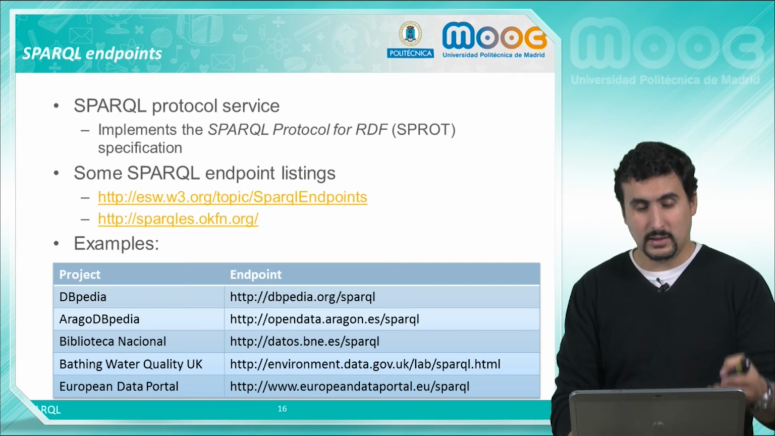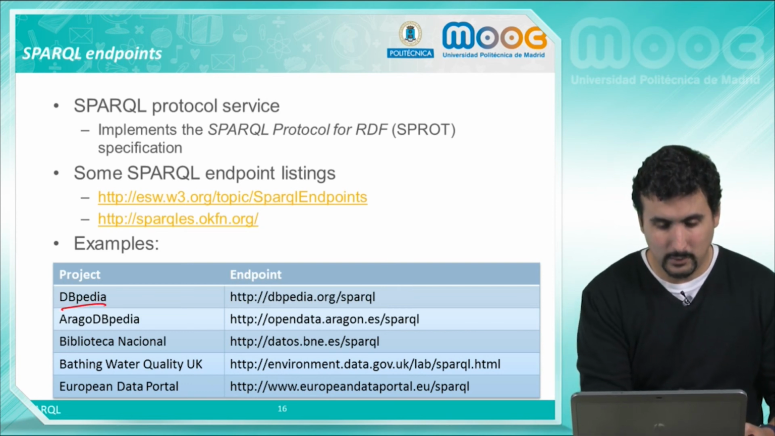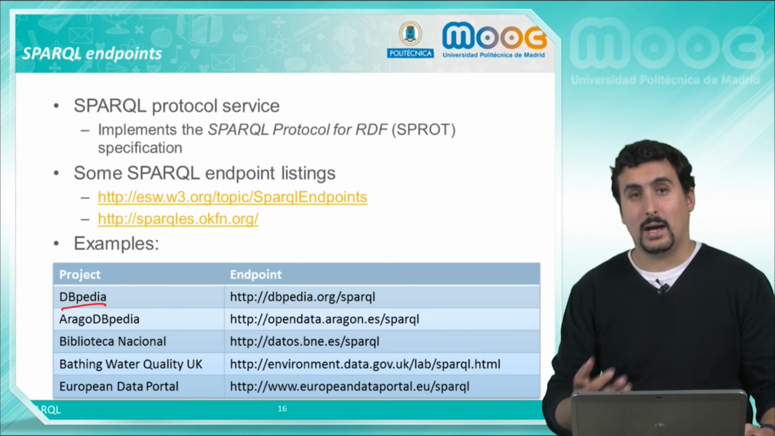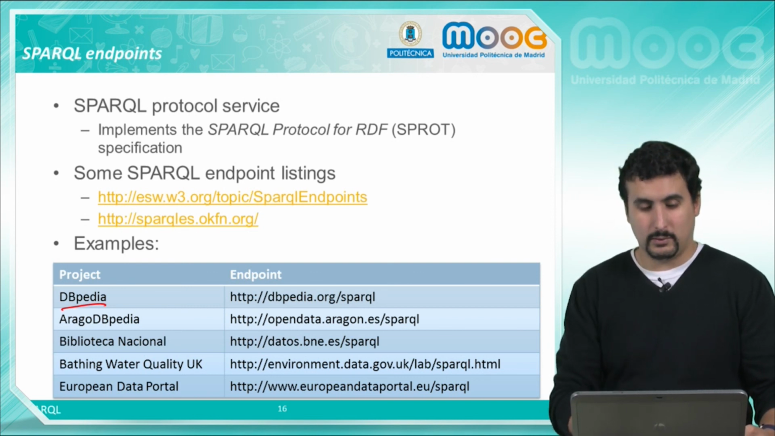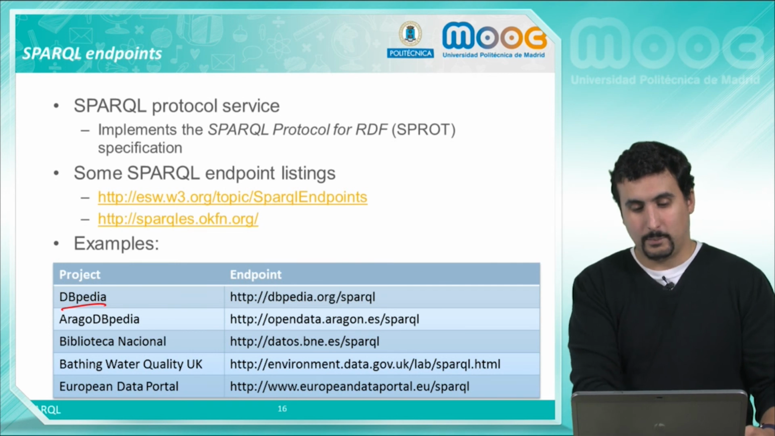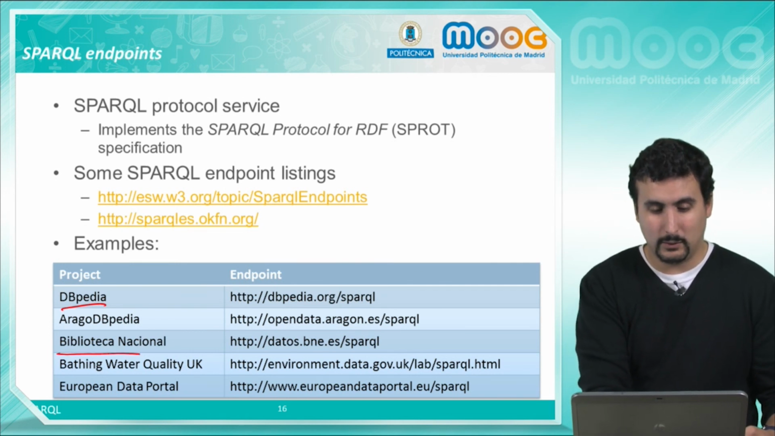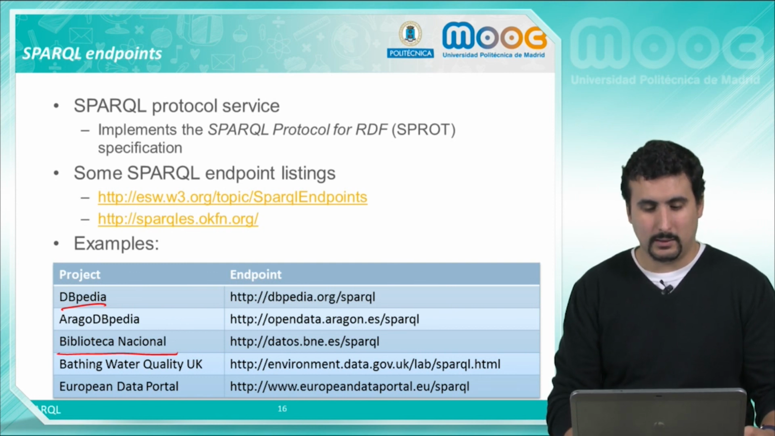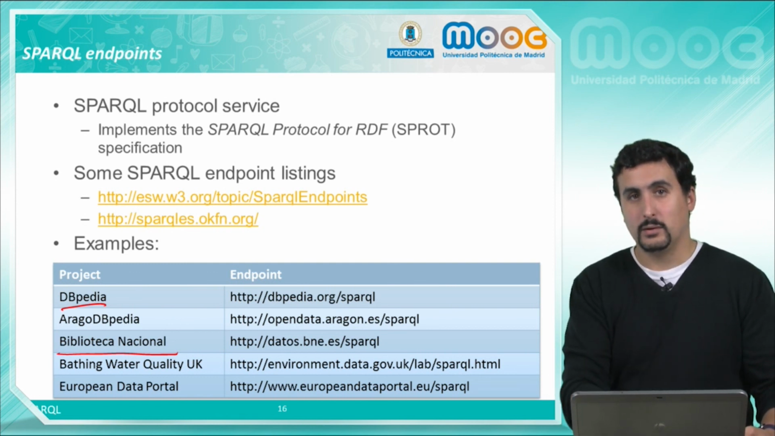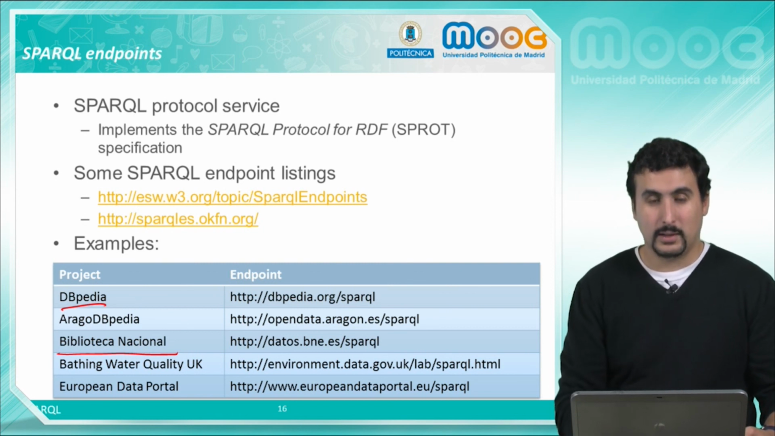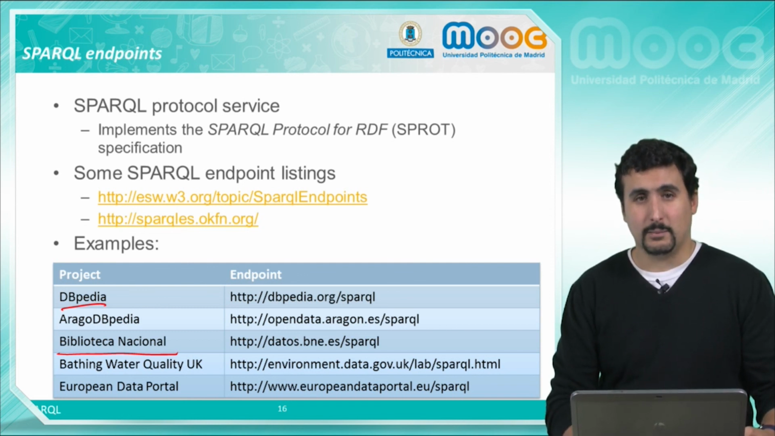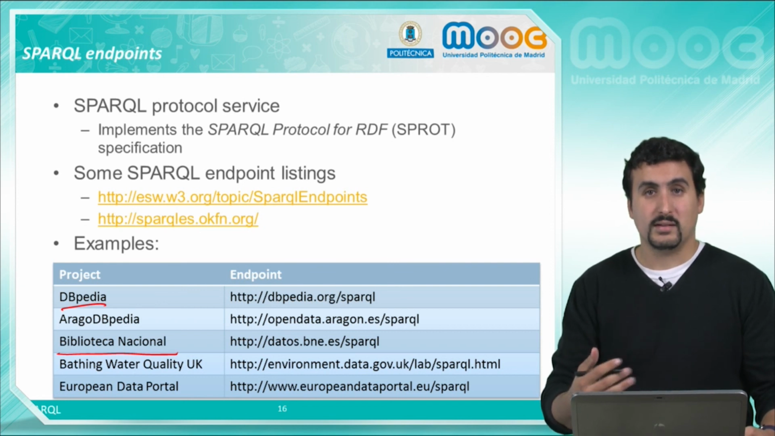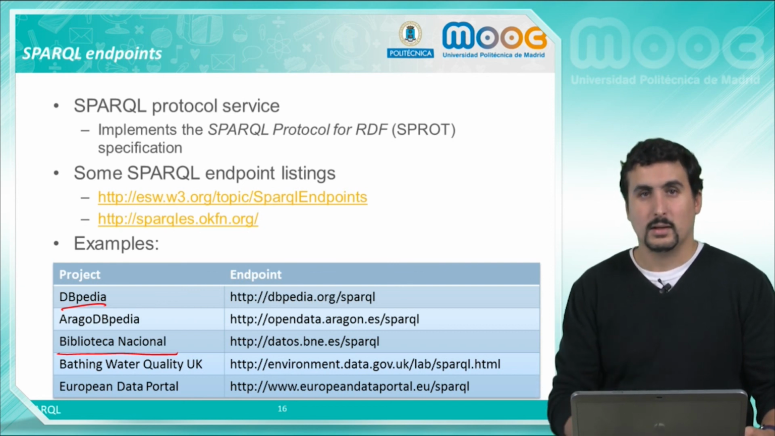We have general ones, such as, for example, the Wikipedia endpoint, in which we have information from Wikipedia annotated using RDF, or specific ones, such as, for example, the Open Data Portal from Aragon, or the open data portal of the Biblioteca Nacional, the National Library here in Spain. We have others for water quality, for example, in the UK, or the general European data portal, which has a SPARQL endpoint for running queries. Go ahead and give them a try, as most of them contain sample queries that you can execute straight away just to see which data is contained in each of them.